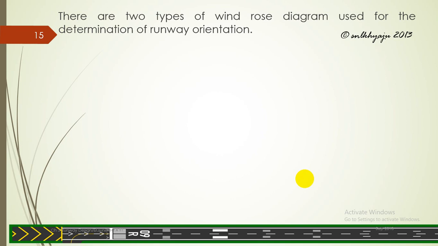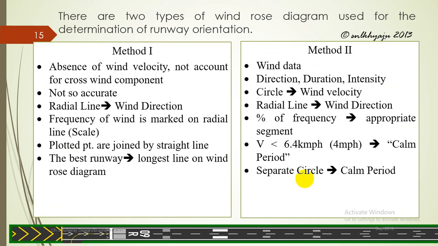There are two types of windrose diagram used for the determination of runway orientation, that is method 1 or type 1 and type 2. In case of type 1, absence of wind data is not accounted for, and there is no consideration of crosswind component in method 1. Similarly, method 1 is not so accurate. In method 1 the radial line represents the wind direction and frequency of wind is marked on a radial line scaled. Plotted points are joined by a straight line. The best runway orientation is the longest line on the windrose diagram.